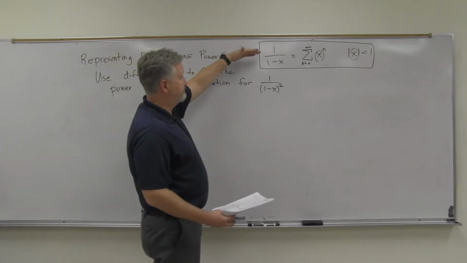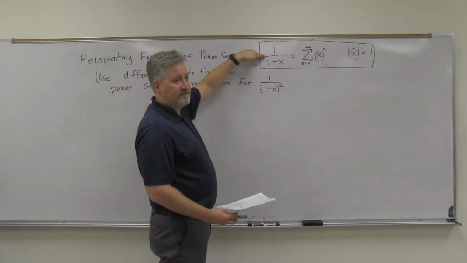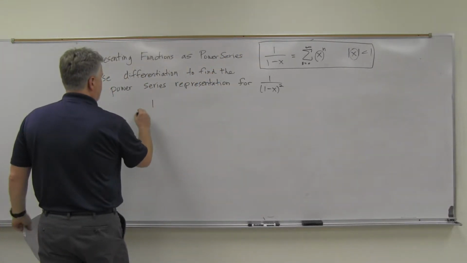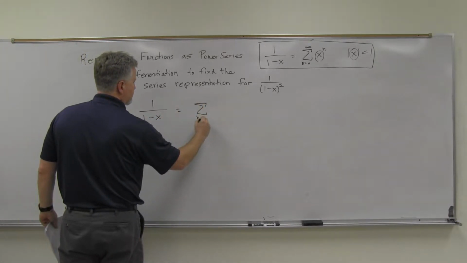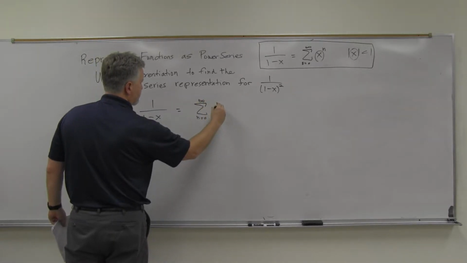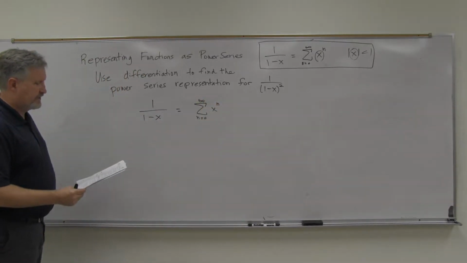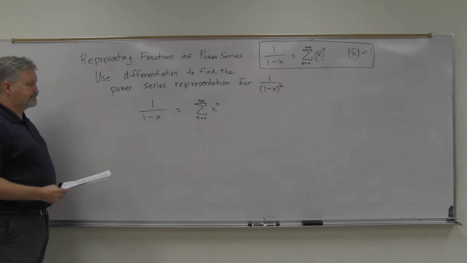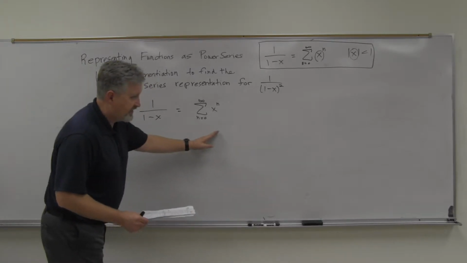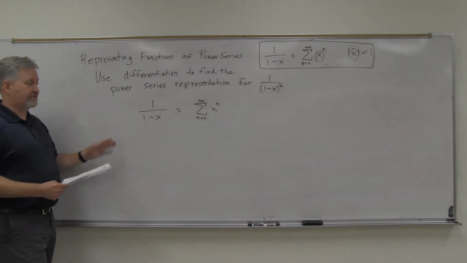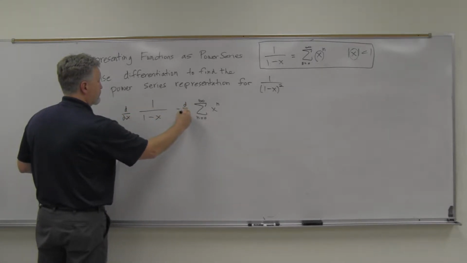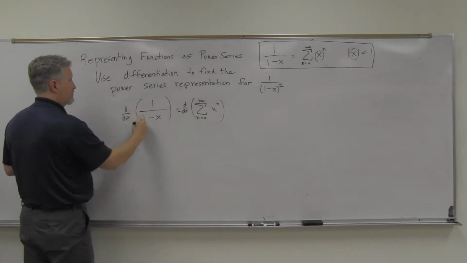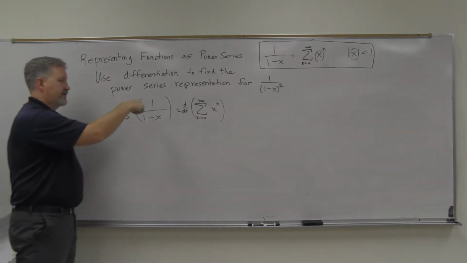Because notice here, if I differentiate, so let's take 1 over 1 minus x equals the power series, the sum of x to the n terms. We know that's true. If we take the derivative with respect to x of both sides, what do we get over here?